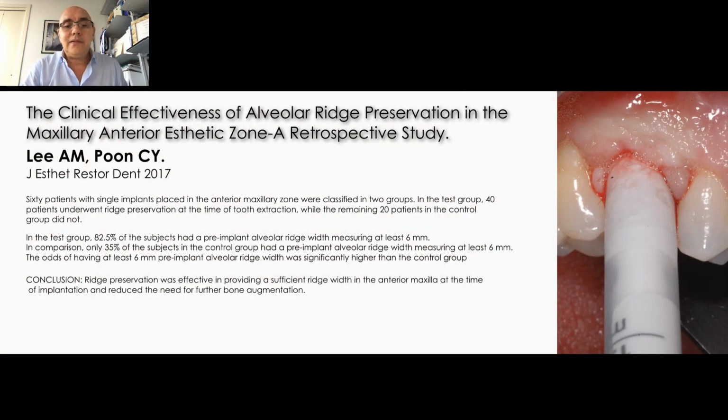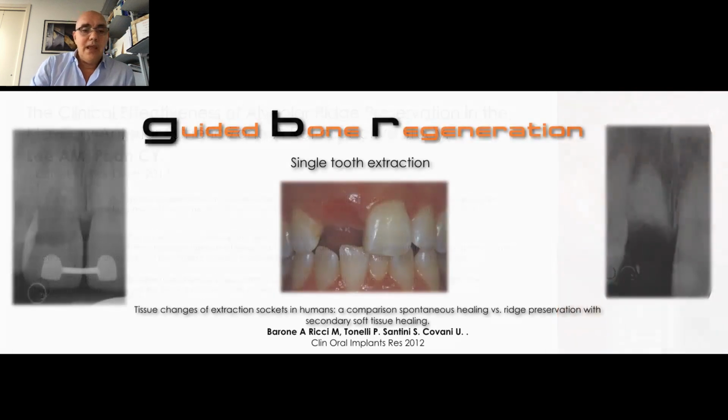Well, let's look at the importance of alveolar ridge preservation. There are many studies. This one was done in 2017 and showed that ridge preservation, especially in the anterior area, is very important when we want to achieve an aesthetic result. I want to show you a very, very old case because this is a patient I treated back in 1999. So exactly 20 years ago.